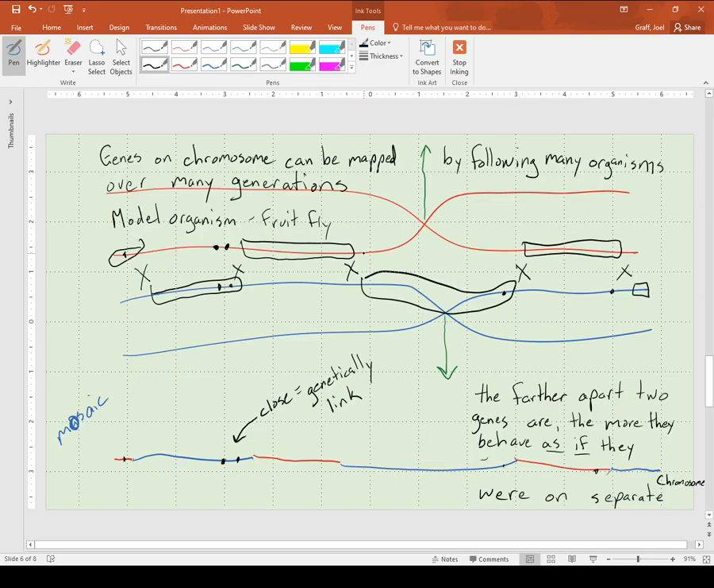And that is what a scientist and his colleagues, Thomas Hunt Morgan and his colleagues at the Fly Room at Columbia University, did in the early 1900s, and they were able to figure out where genes for different traits were on an organism. So, pretty famous set of experiments there that they did.